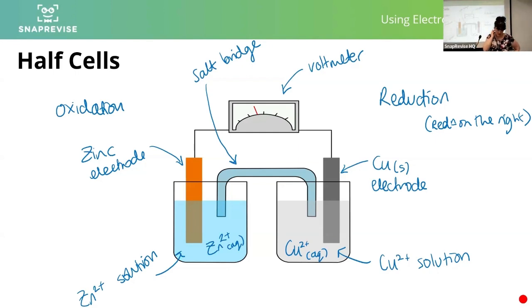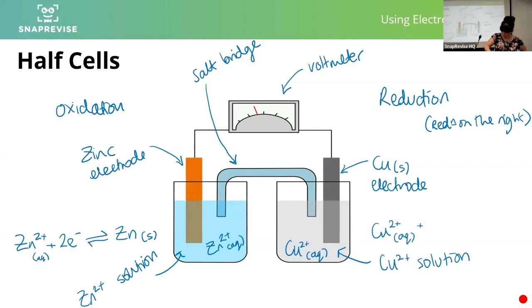Equations, that's a good idea. So what equations are going to happen? I'm going to write them as the reduction equation, because your reduction potentials are given as the reduction equation. So reduction, oil rig, reduction is gain of electrons. So I can show my zinc, Zn2+, gaining 2 electrons in a reversible reaction to form Zn solid. And my copper, I can use copper 2+ aqueous, gaining 2 electrons to become copper solid.